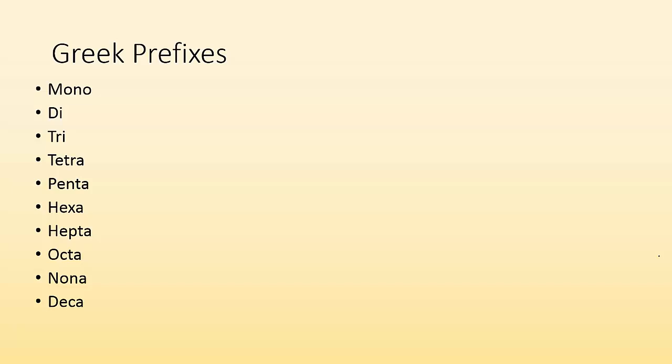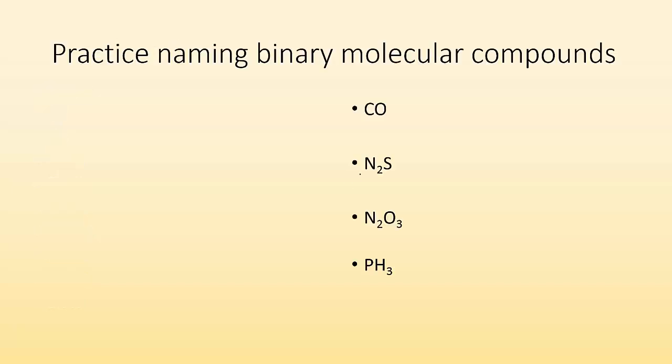Mono, di, tri, tetra, penta, hexa, hepta, octa, nona, deca. Those are them in order. 1, 2, 3, 4, 5, 6, 7, 8, 9, 10. All right. So practice naming some binary molecular compounds. Pause the video and then try naming them. Unpause it. You know the deal.